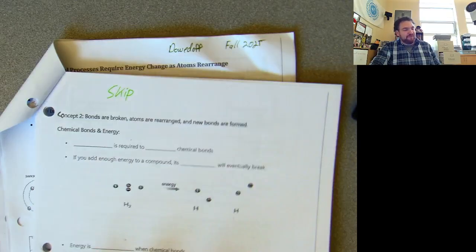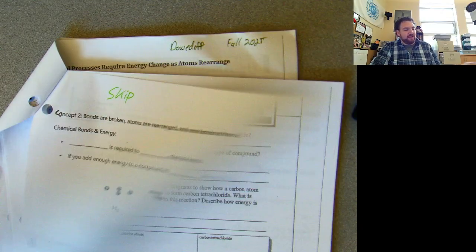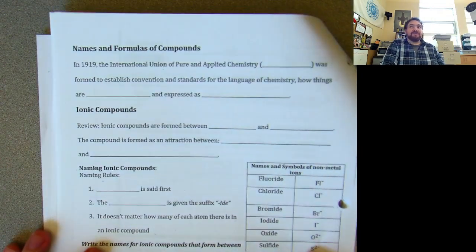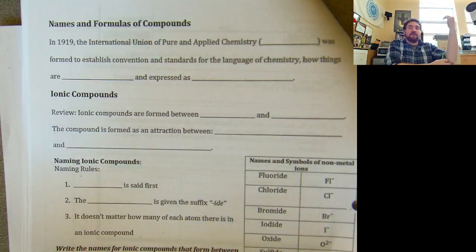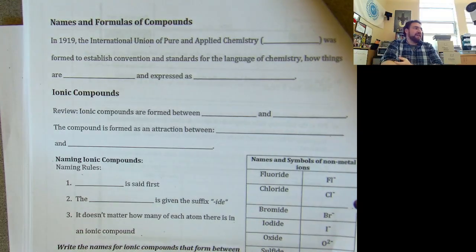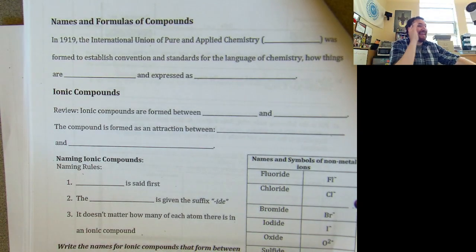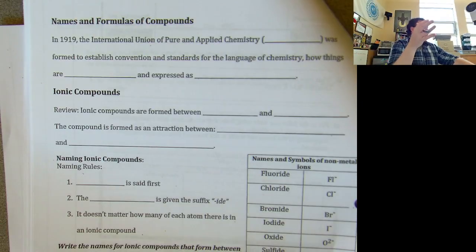So after you've written skip on that page, I want you to flip 1 page, 2 pages, and find me this, where it says names and formulas of compounds. And this is where things start to get a little fuzzy, because I think you did some of this stuff in grade 9. Depends on who you had.